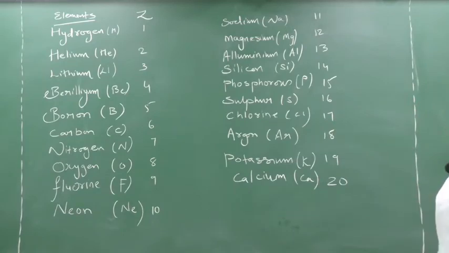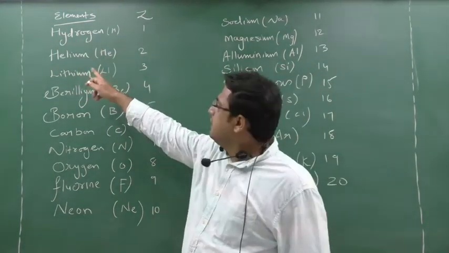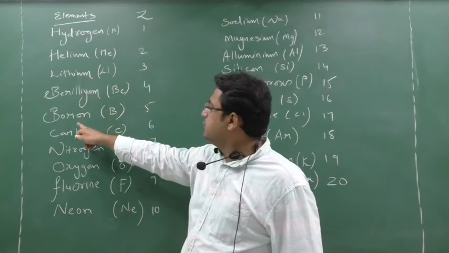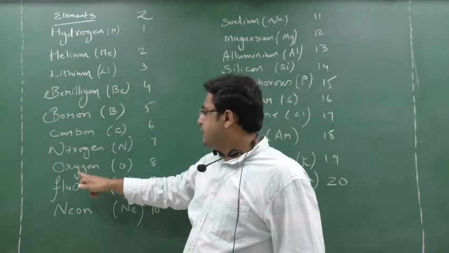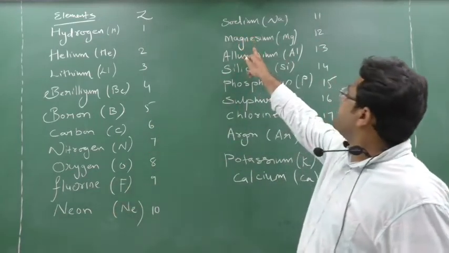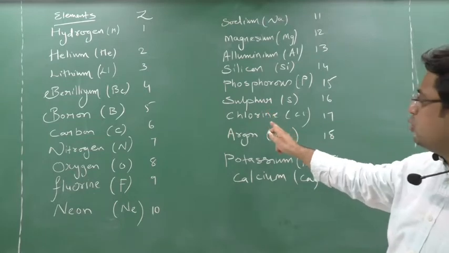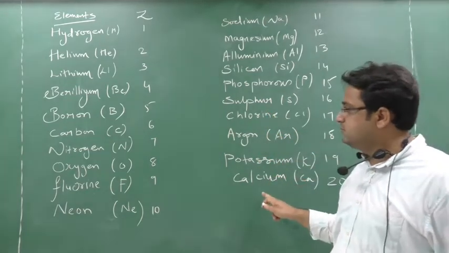So the first element is hydrogen, then helium, lithium, beryllium, boron, carbon, nitrogen, oxygen, fluorine, neon, sodium, magnesium, aluminium, silicon, phosphorus, sulfur, chlorine, argon, potassium, calcium.